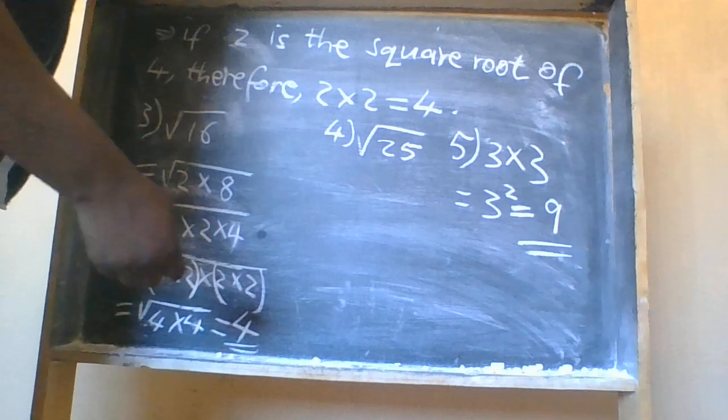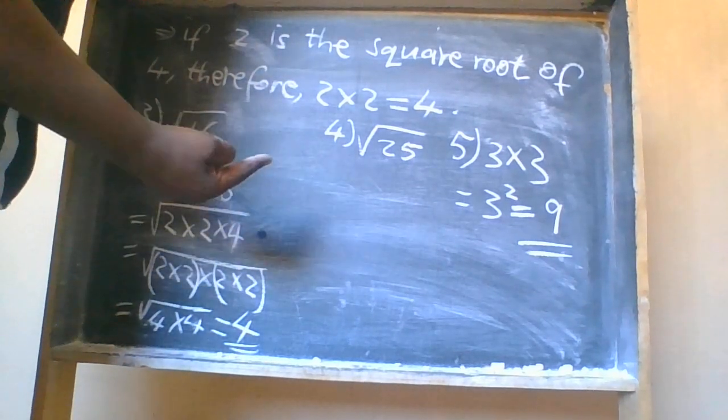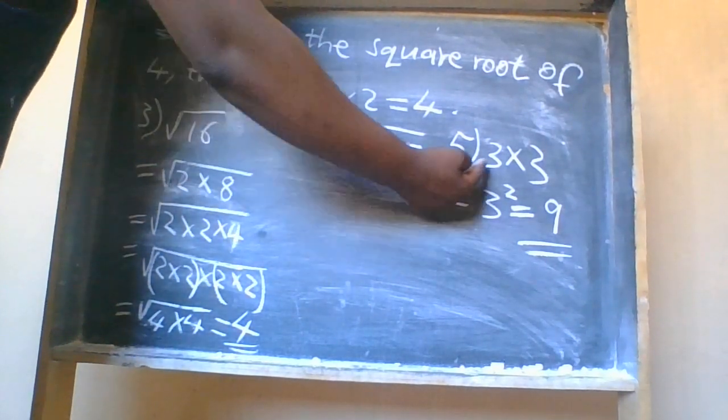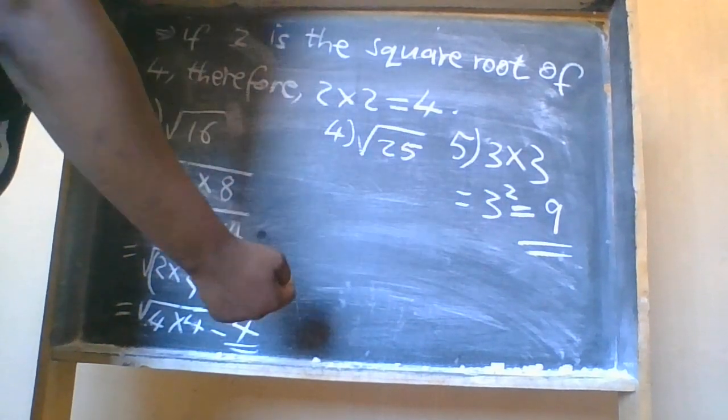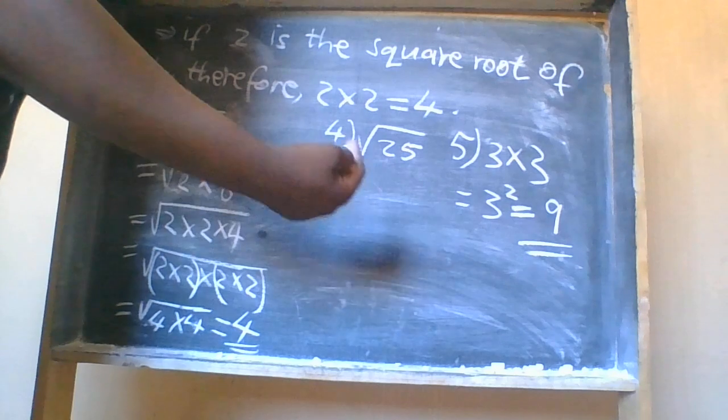Okay, but all in all, the main point of interest here is that when you say 3 times 3, it is the same as 3 squared. Okay, it is the same as 3 squared.